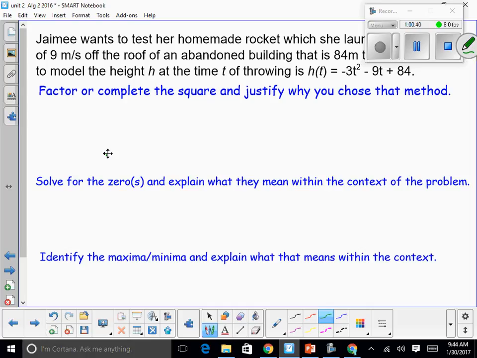Once I do, here's what I'm left with. It goes in 3, leaving just the T. Negative 3 goes into 9 positive 3 times. If you do it on your calculator, you do a negative 9 divided by a negative 3, for those who aren't sure. And this 84, somebody do me a favor, do 84 divided by negative 3, that way I'll know what it'll be.